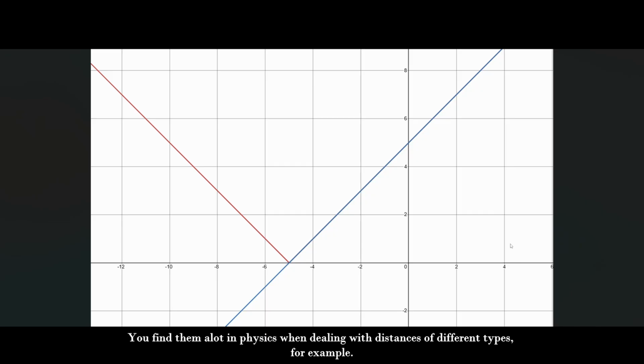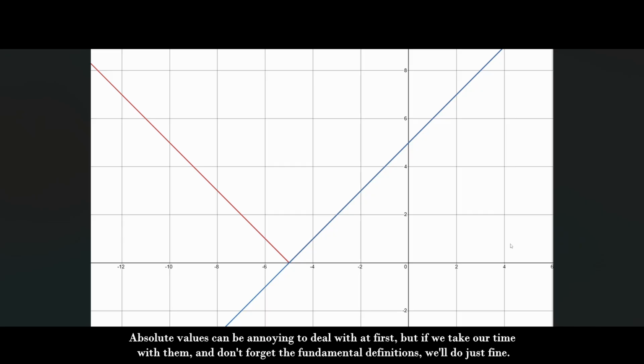Absolute value equations are highly useful in different branches of mathematics. You find them a lot in physics when dealing with distances of different types, for example. Absolute values can be annoying to deal with at first, but if we take our time with them and don't forget the fundamental definitions, we'll do just fine.